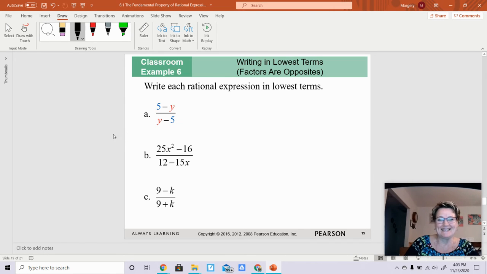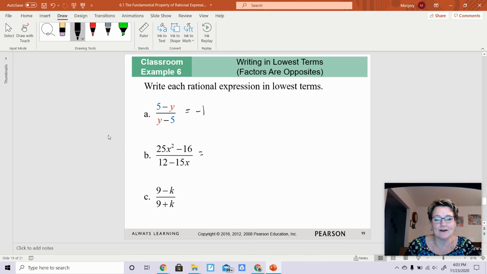All right, so let's do some of these problems. So let's go ahead here. Now, the y is positive, the y is negative. The 5 is negative, the 5 up here is positive. They are opposites of each other. I don't even have to prove anything. I can just say -1.